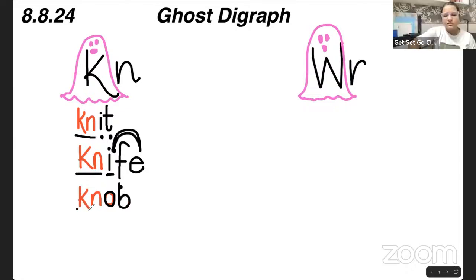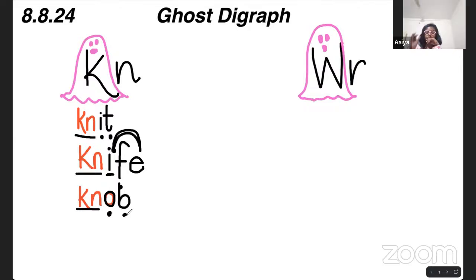So mark your sounds, O and B. Knob. Don't say knob, it's knob. Okay. Now tell me, is knob round and pointy? Is it round in shape? Yes, ma'am. Like needles.